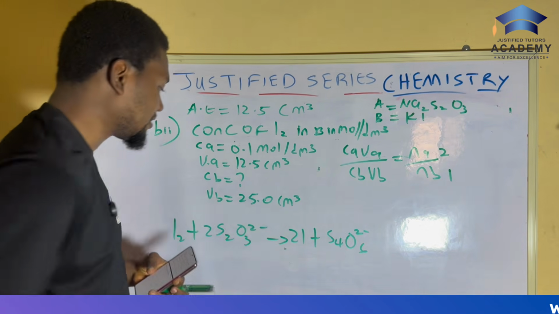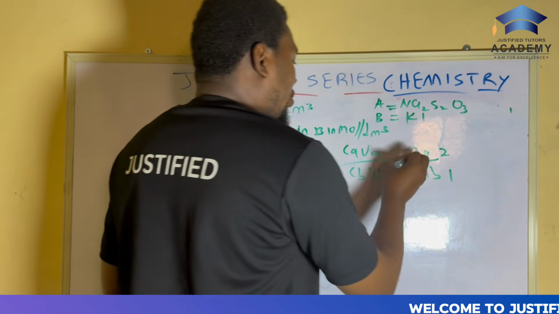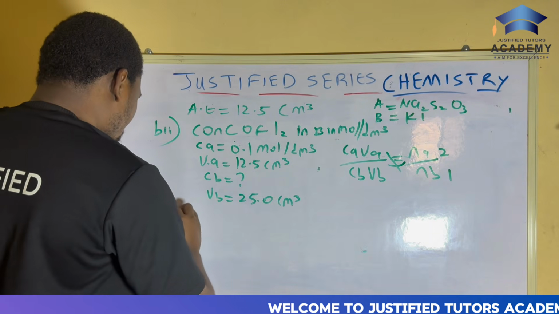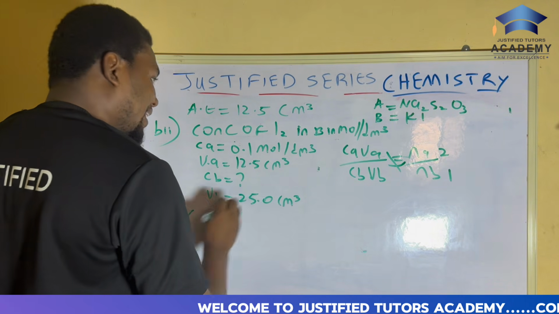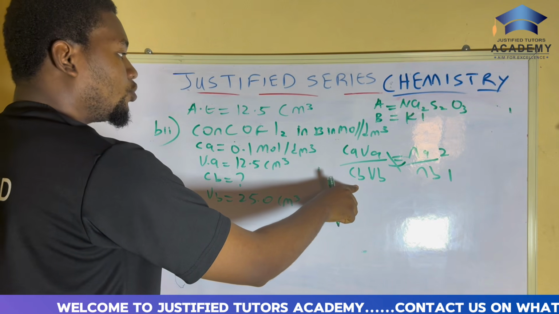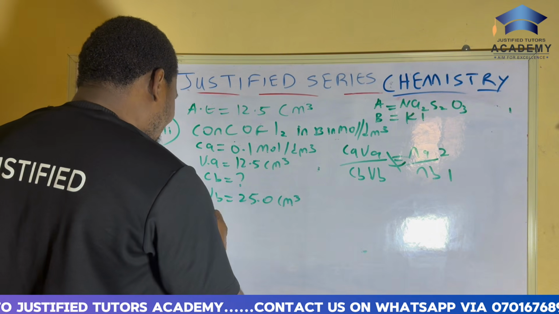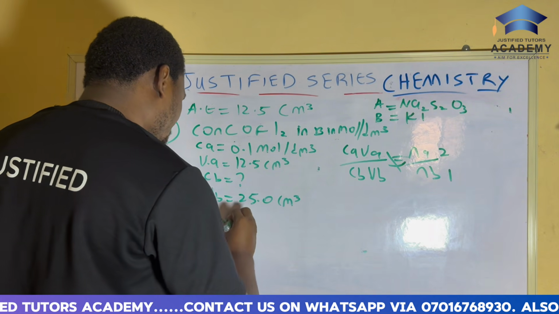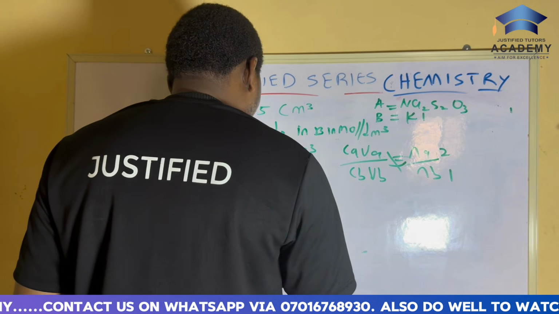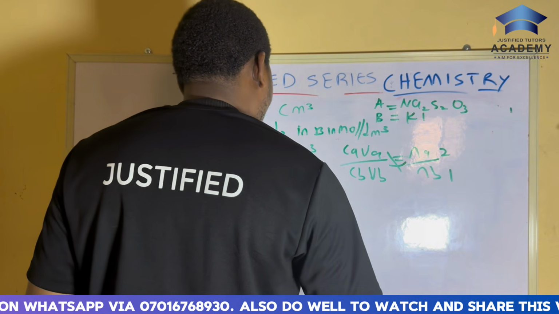Let me rub this off now, guys. So now that we have this, what do we do? We cross multiply. So 1 we multiply everything here, and 2 multiply everything here. So we'll be having 2 in brackets CB times VB. So CB is still CB times our VB, which is 25, equals 1 times everything here. So 1 times 0.1 times VA.